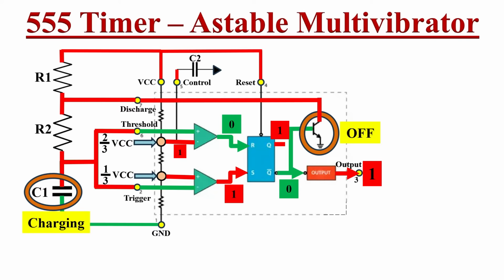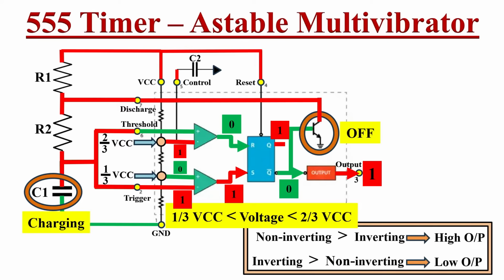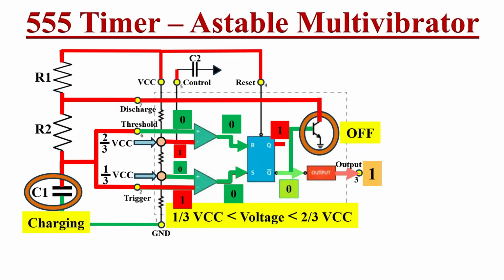After some charging process, this capacitor voltage becomes greater than 1/3 VCC but lesser than 2/3 VCC. So the second comparator input levels will change. Here the inverting input will be greater than non-inverting input, so we will get low level at second comparator output. But according to RS flip-flop truth table, whenever both inputs are 0, there is no change in output. So we won't get any change in 555 timer output. We will still get high level at the output.